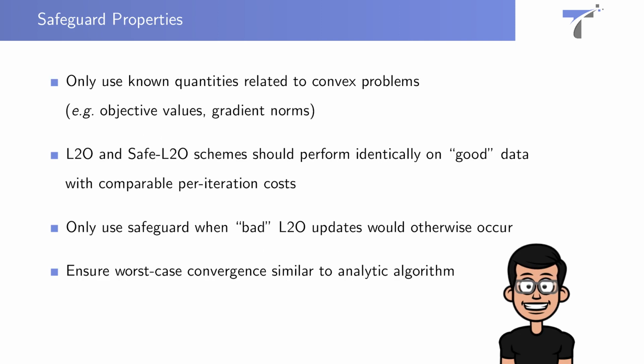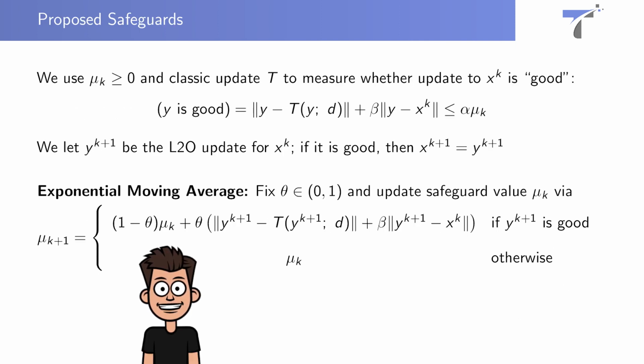Our safe L2O scheme can be applied to solve many convex problems and enjoys the following properties. It uses only known quantities related to the convex problems, such as objective values and gradient norms. L2O and safe L2O schemes will perform identically on good data with comparable per iteration costs. The safeguard kicks in only when bad L2O updates would otherwise occur. Safe L2O also ensures worst-case convergence guarantee similar to analytic algorithms. We propose the following safeguard scheme.